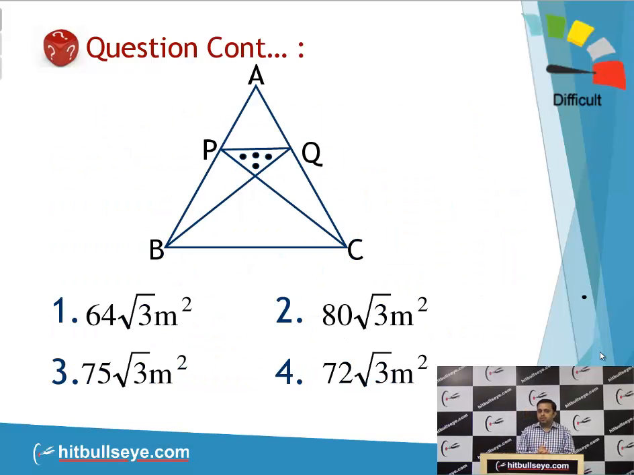Now what student will do, as P and Q are the midpoints, so BQ is the median as well as the height of the equilateral triangle. So students will try to find the height of this equilateral triangle, and as BQ and PC are medians, so their point of intersection is the centroid, so they will further divide this median in the ratio 1:2. But that is the lengthy method.